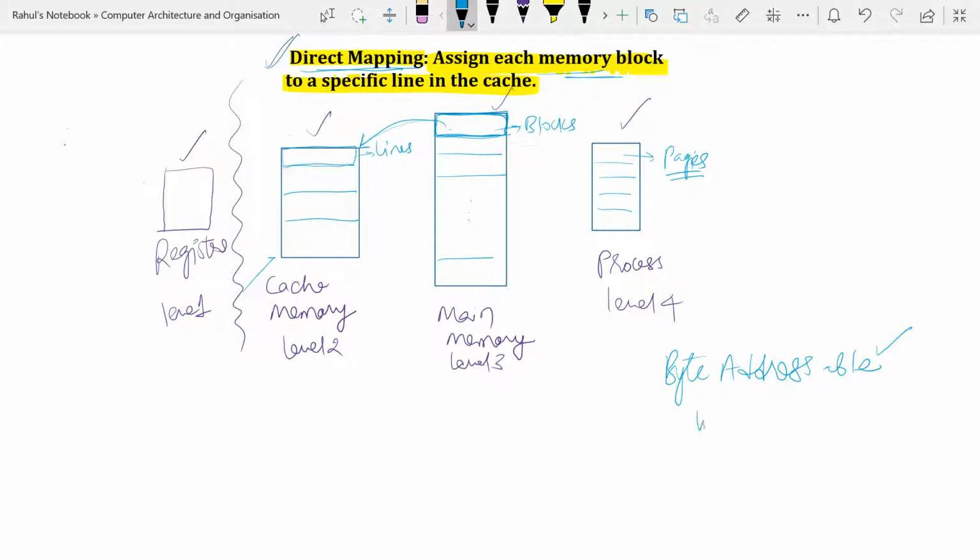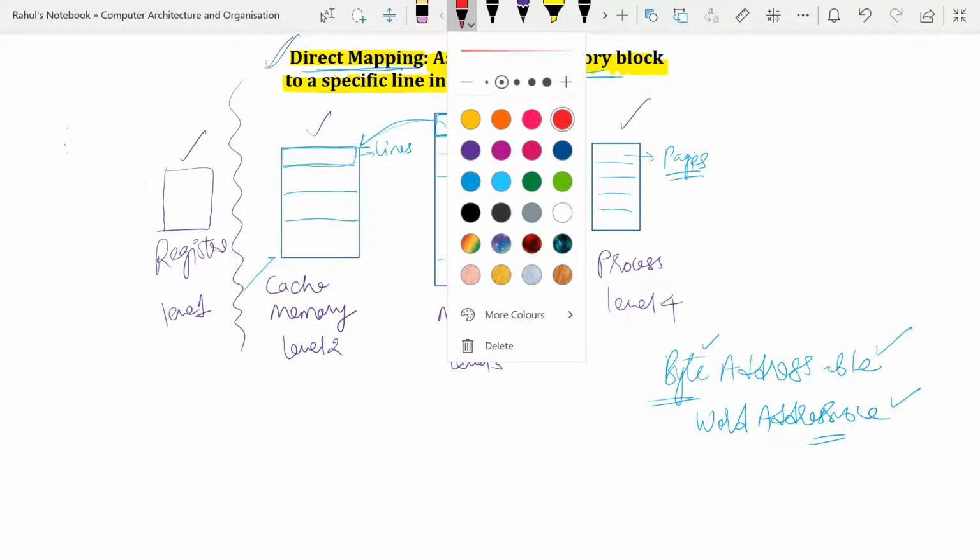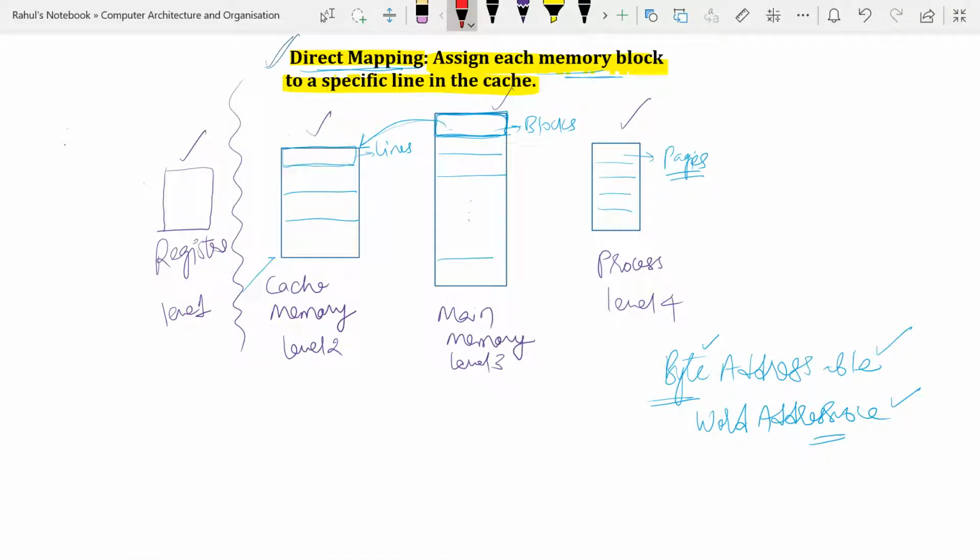Now the next thing is word addressable. What is word addressable? Word addressable is basically the smallest unit of data representation which we use in computer architecture, but we can specifically use byte addressable here. Word addressable is used basically where we want to replace our data memory with other terminologies, but basically here we are using byte addressable. Now our main task is to map main memory blocks into cache memory lines, right? So it is called direct mapping.